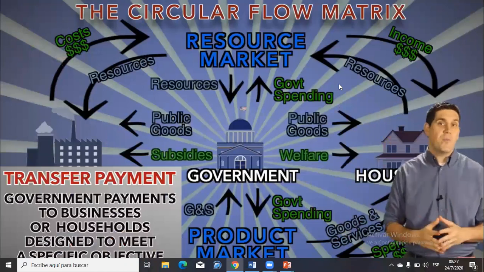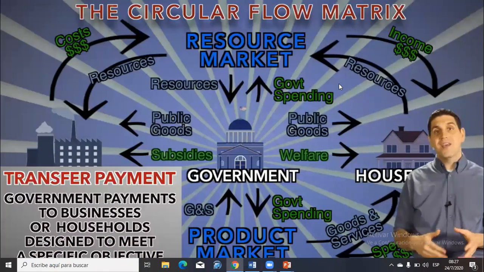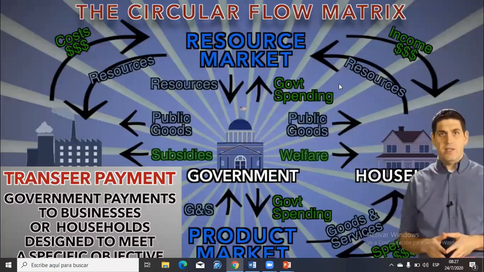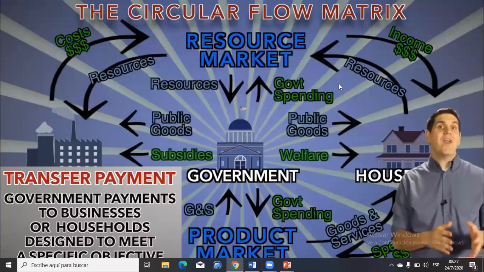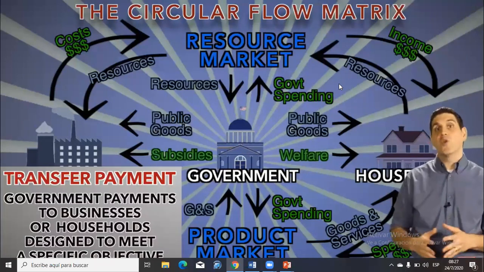The government also pays money to businesses called subsidies or households called welfare. Economists call those transfer payments. There are situations when the government's giving out money but not for goods and services. It's to meet some other objective like to alleviate poverty or get companies to produce more fuel-efficient cars.